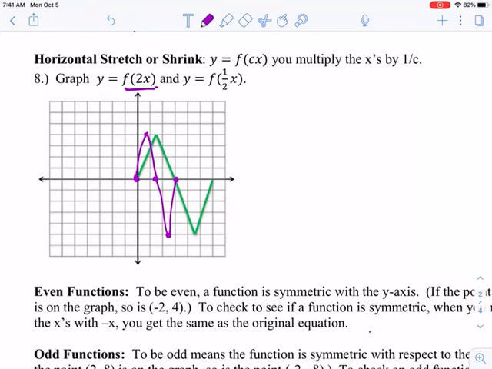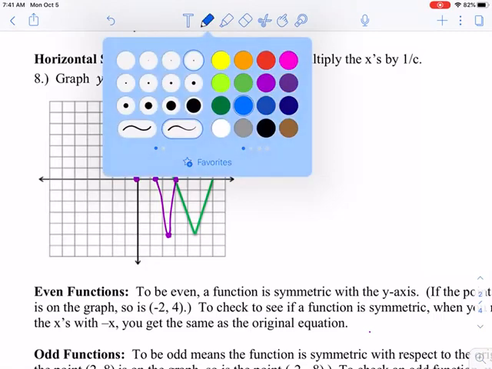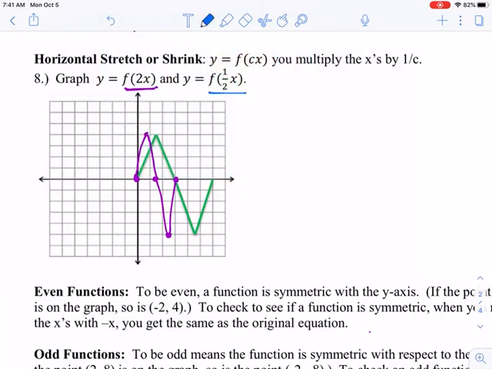If I take a look at f of 1/2 x, now I can only fit half of the x's within the original period. So that means I have to multiply the x's by 1 over 1/2, so I'm multiplying the x coordinates by 2. So I'm going to start here at 0, 0. Then again, my top was here at 1.5, 4. So now I'm going to be at 3, 4.